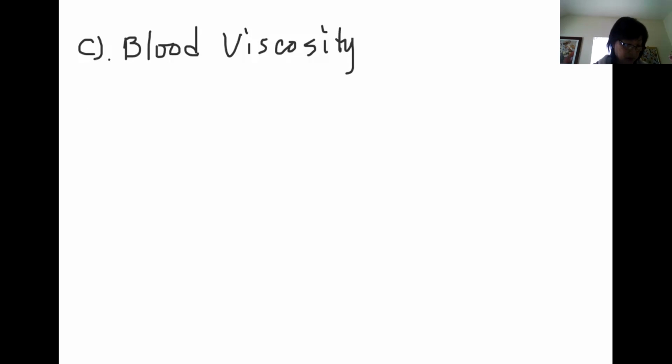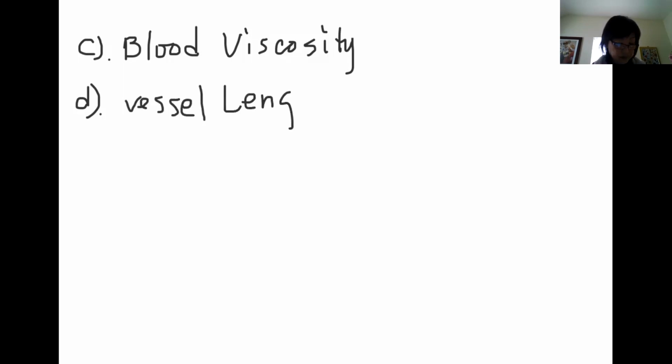And number 4, for changing diameter, for changing resistance, the last one is the vessel length. Okay, so here we go. The longer the vessel, total vessel length, the higher the resistance. Increase the length, increase resistance.